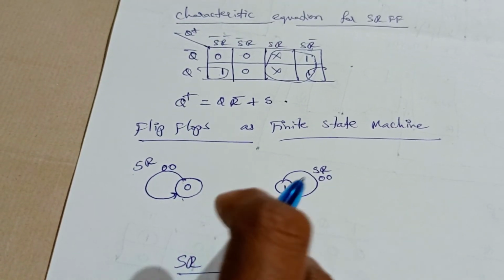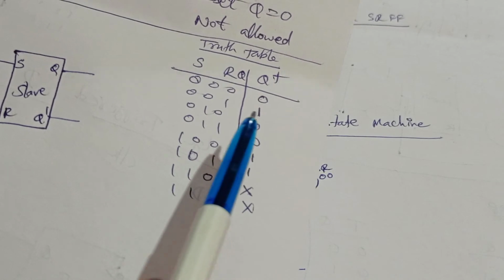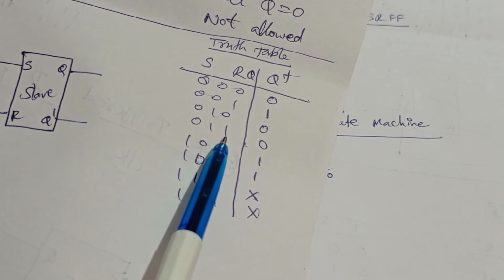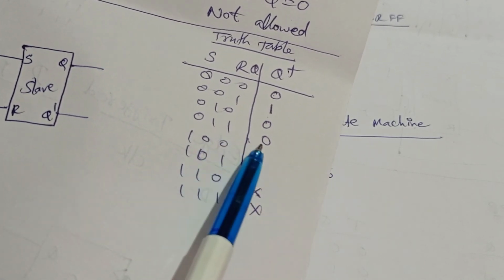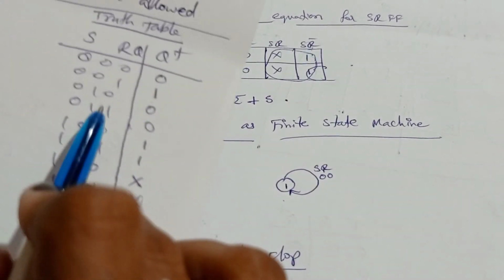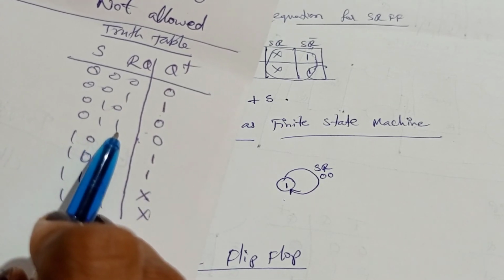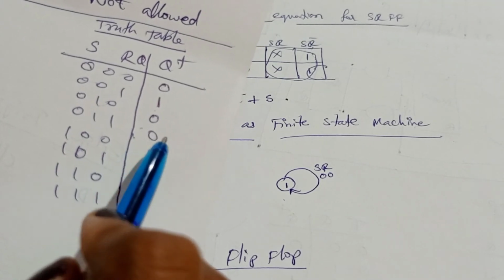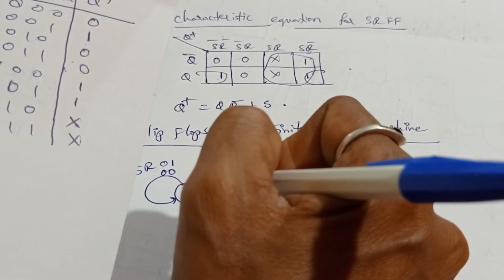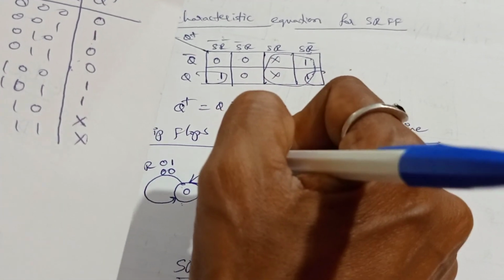Next, considering S is equal to 0 and R is equal to 1, that is, present state 0, it is in the same state 0. When Q is 1, it is changing the state to 0. Q is changing the state to 0 when SR is equal to 0 1.